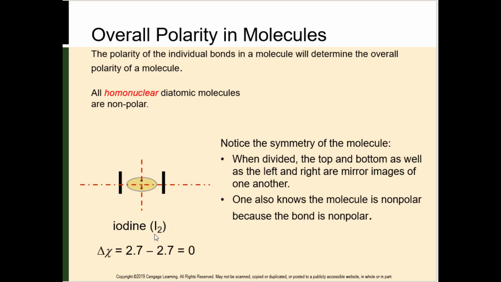Here's an example of I2, molecular iodine. To find that difference in electronegativity, this one's pretty easy. I'm just doing I minus I to get 0. This is also sometimes called homonuclear. Notice that we have the same nuclei for iodine and iodine. Also notice the symmetry. If we cut it in half this way and in half up and down, everything is mirror images of one another. This is also telling us that it's nonpolar because the bond is nonpolar.